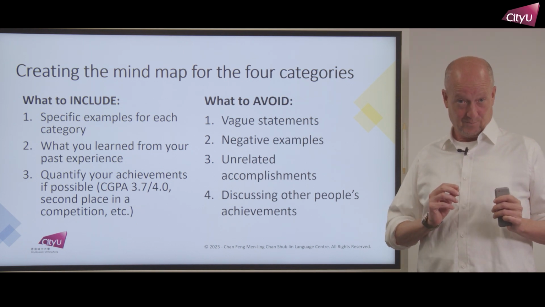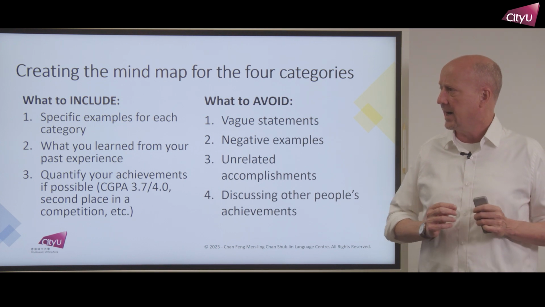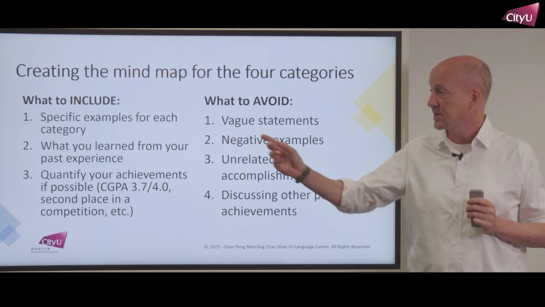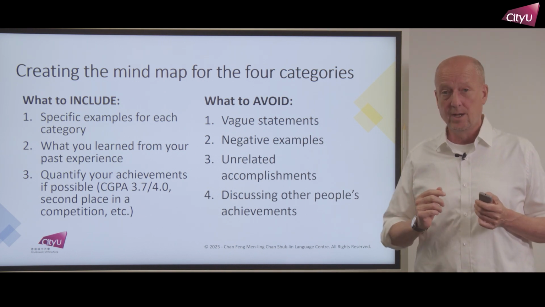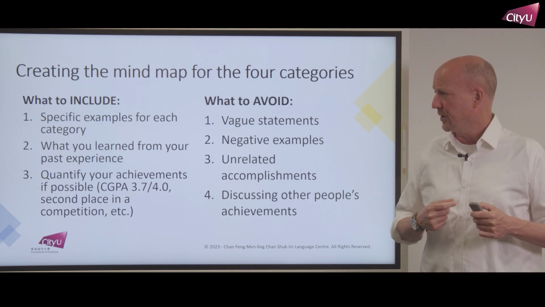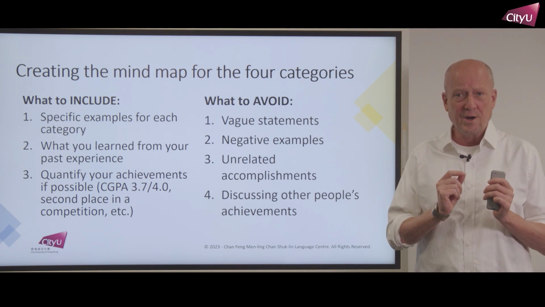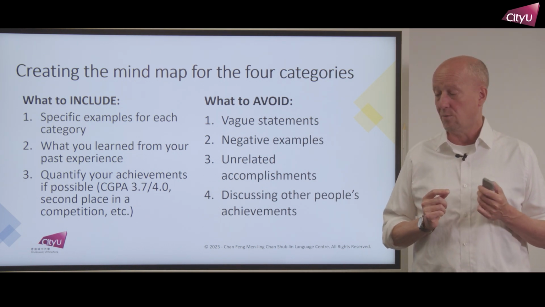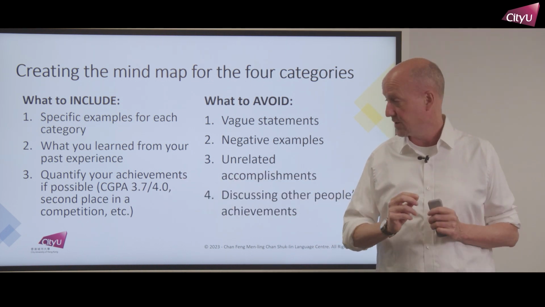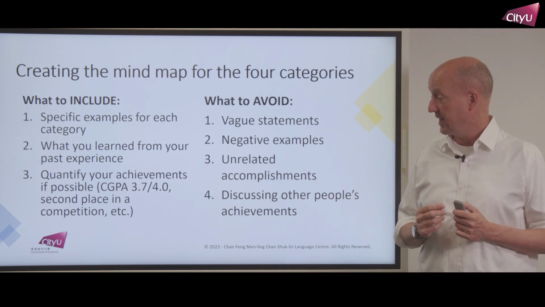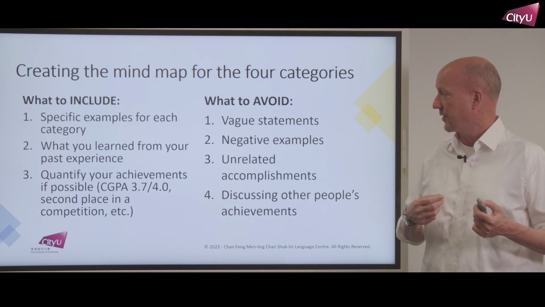Now, in general, when you're planning and brainstorming and making your mind maps, it's important to remember to include specific examples under every category you're going to write about. Also, what do you learn from your experience? As far as possible, quantify your achievements. So, for example, 3.7 out of 4, that's a very specific GPA score. Second place in a debating competition, and so on and so on.